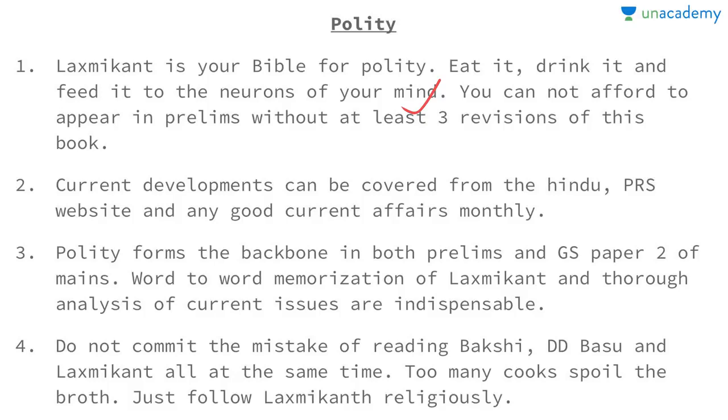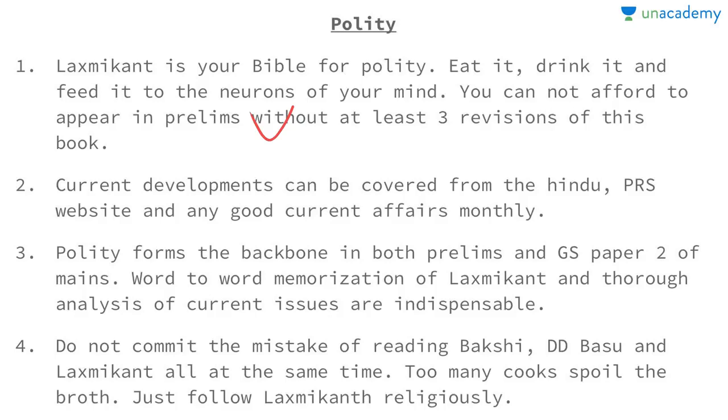If you don't study Lakshmikant at least 3 times, you cannot afford to appear in the prelims, because 5 to 10 questions are directly asked from this book, and it is a huge number considering the cutoff is around 116. So you just cannot afford to appear in the prelims without at least giving 3 revisions of this book.